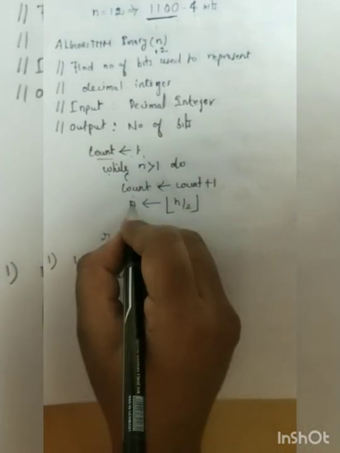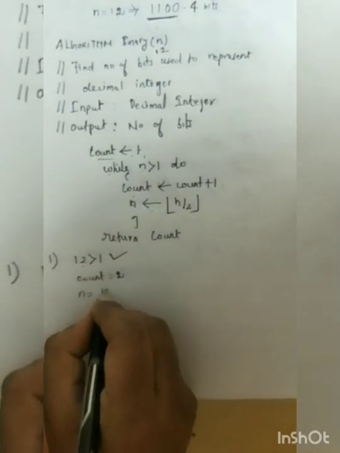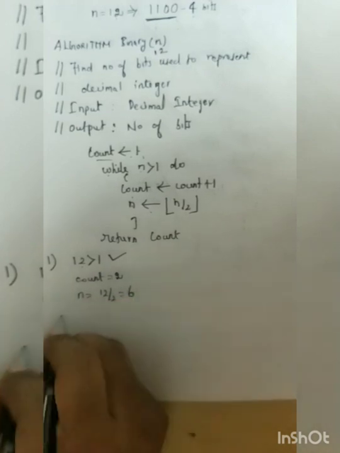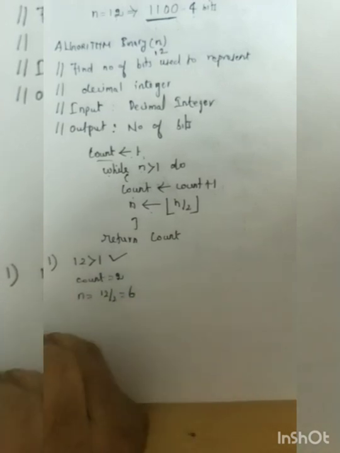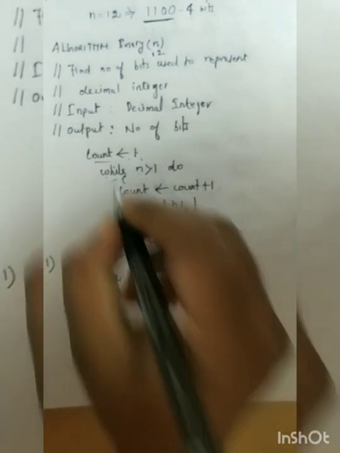Next statement, n equal to n by 2. The value of n is 12, and 12 by 2 equal to 6. So n is equal to 6 here. Next, it will continue the iteration. Now the current n value is 6.